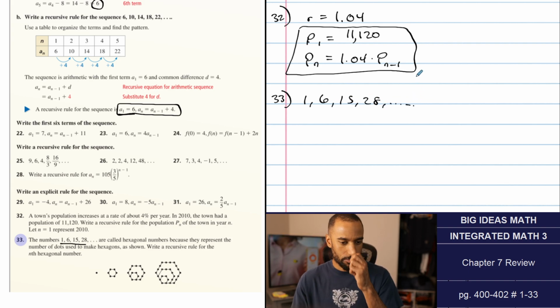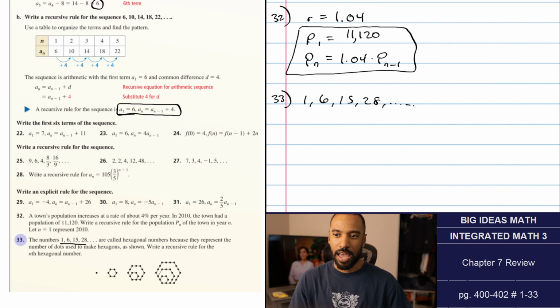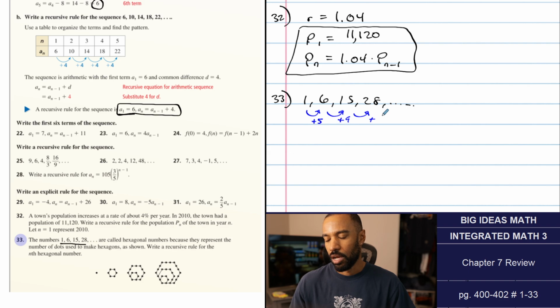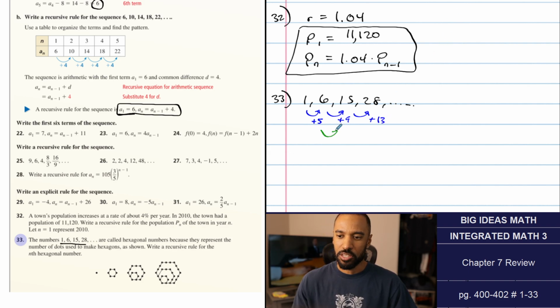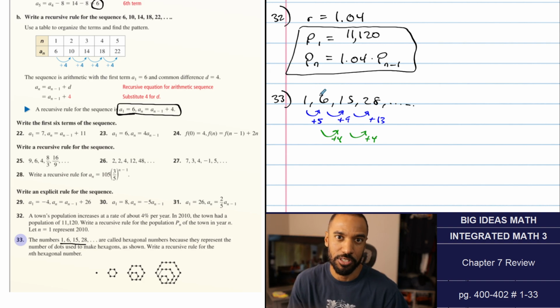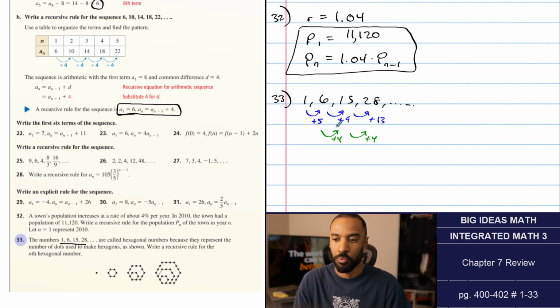They said to write a recursive rule, figuring out what you're adding each time. That might help. Here we're adding 5, and then 9, and then 13. So we're adding 4 more than the previous step. Now, when you do something like this, these recursive rules have an explicit nature to them because they have a common difference, if you will.